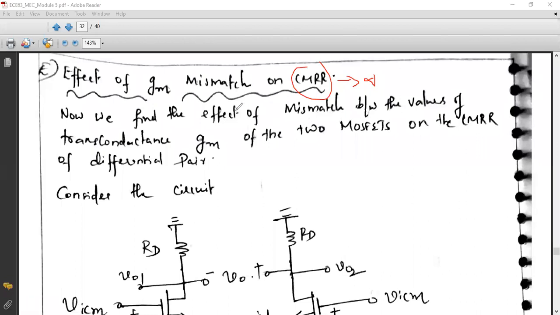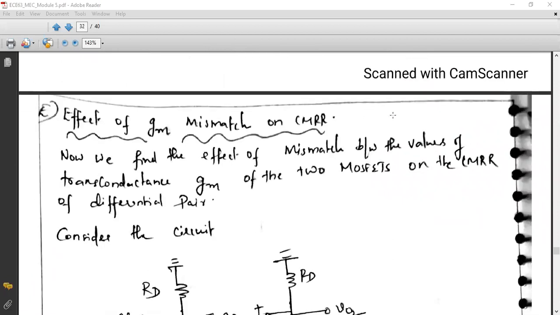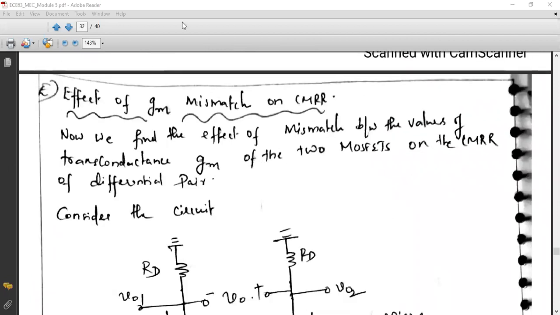transconductance. And yesterday we saw that if there is a mismatch in the drain resistance, it is going to affect our CMRR, and the CMRR is going to be a finite value. Yesterday we did a numerical problem, and instead of getting infinity, I got 86 dB as CMRR. Like that, there is one more parameter called transconductance, and the transconductance is also going to affect the CMRR. So CMRR need not be infinity for a practical differential amplifier. The main reason is the mismatch in the drain resistance, and the second reason is the mismatch in transconductance.